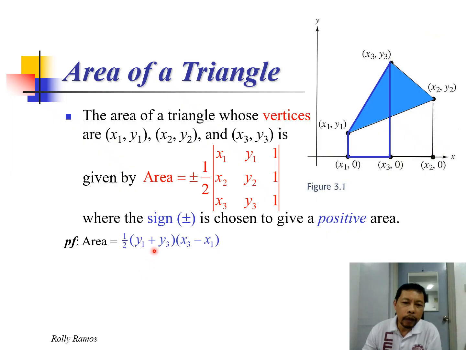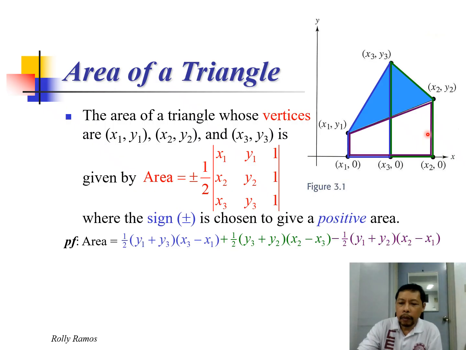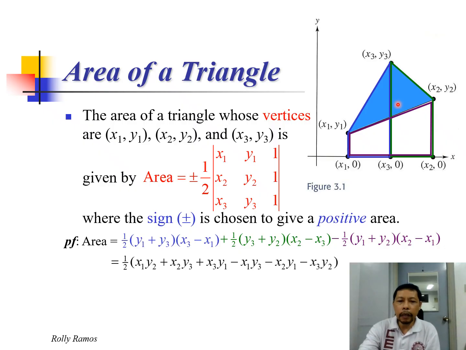So that is 1/2 times the average of these two parallel sides, y1 and y3. So (y1 plus y3) divided by 2 is the average, multiplied by the altitude, x3 minus x1. That is for this trapezoid here, plus the area of this trapezoid minus the area of this trapezoid below, which will give us the area of the shaded triangle, and that is equal to this one.